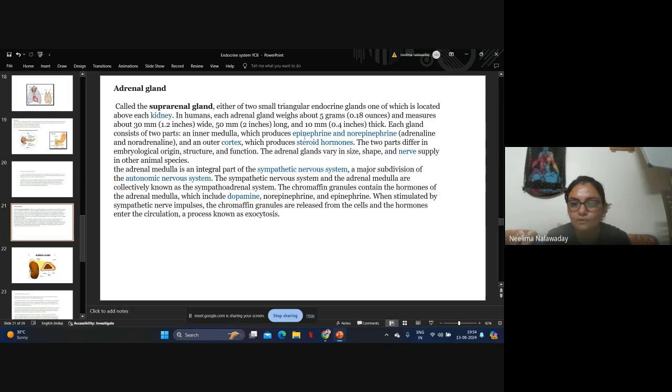The inner medulla produces or secretes epinephrine and norepinephrine. They are also called adrenaline and noradrenaline. These are very important hormones or neurotransmitters.